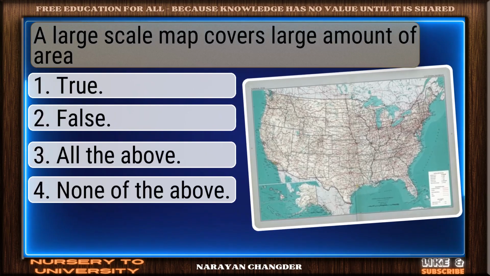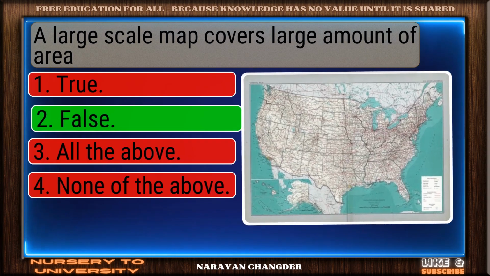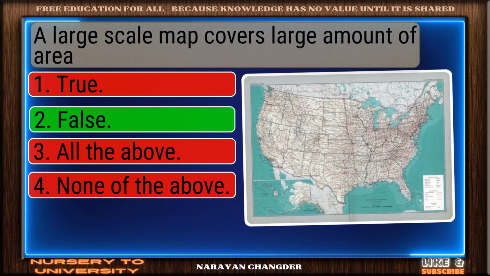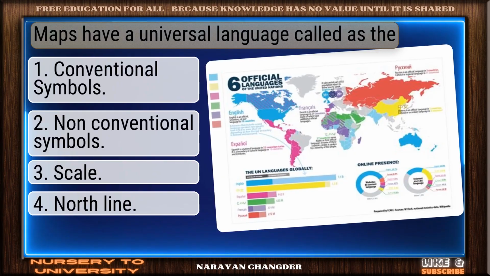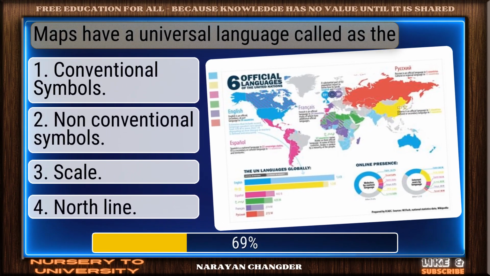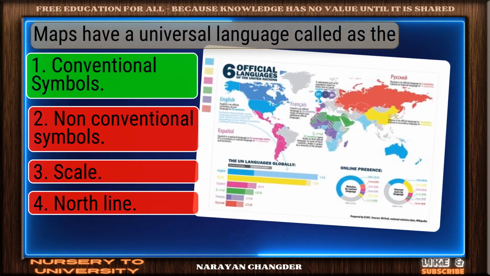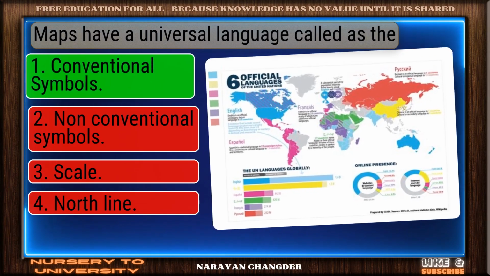A large-scale map covers large amount of area. Good thinking. False is the right answer. Maps have a universal language called ASCII. Nice work. You chose conventional symbols, and it is correct.